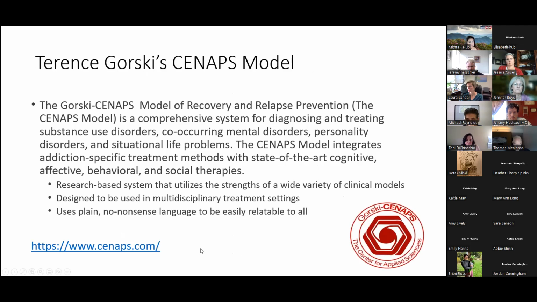So in terms of resources, Terence Gorski is, again, kind of the most well-known relapse prevention specialist, and he has a model of recovery and relapse prevention, and it can be found at this website, which has a lot of resources on it. It's really a model that is well suited for interdisciplinary treatment teams, which many of us work on, and it's also pretty accessible to patients. So I encourage people to check out that website.